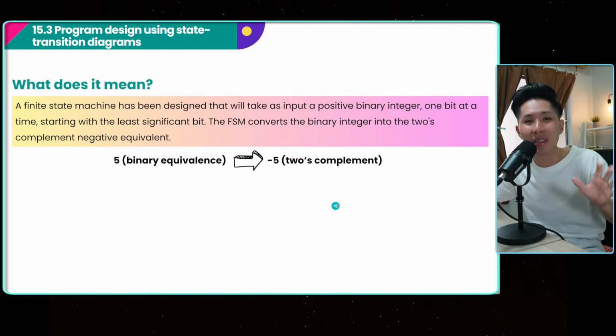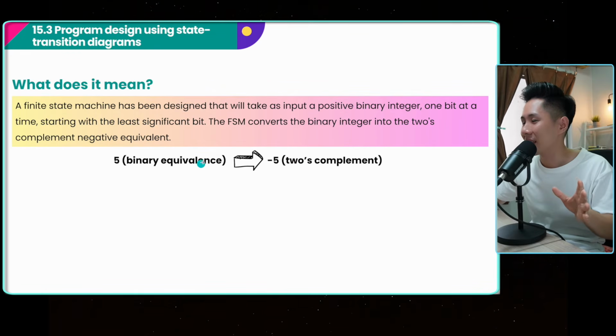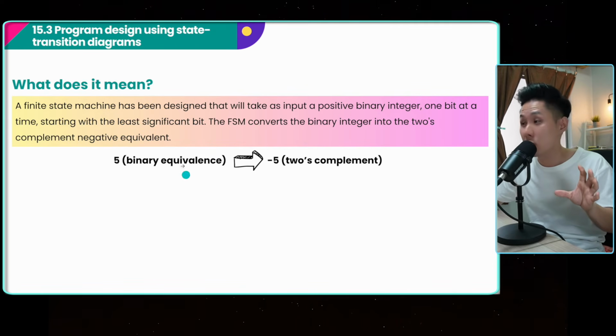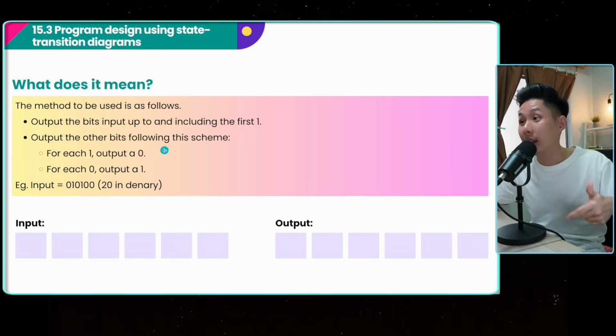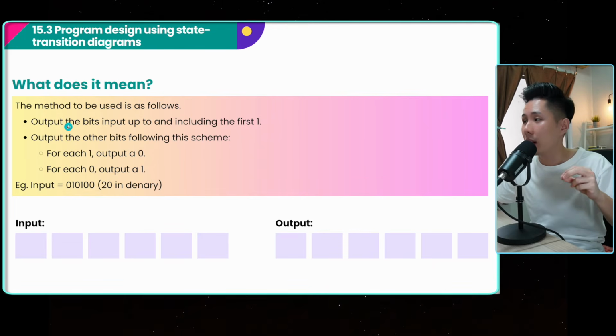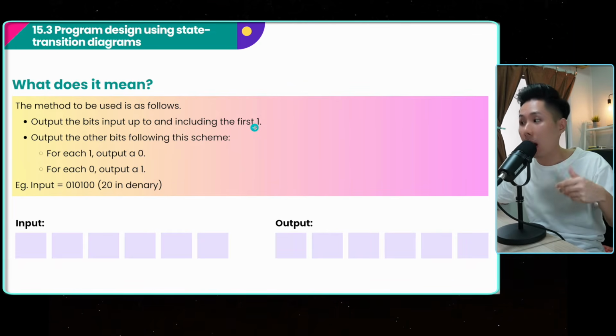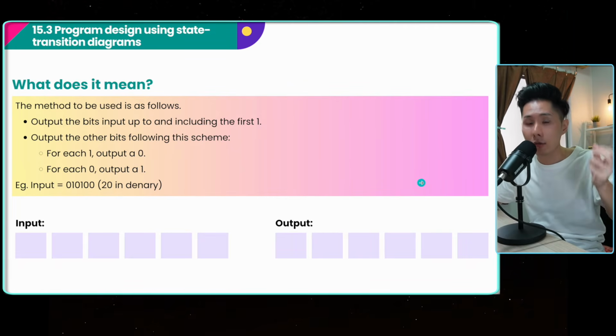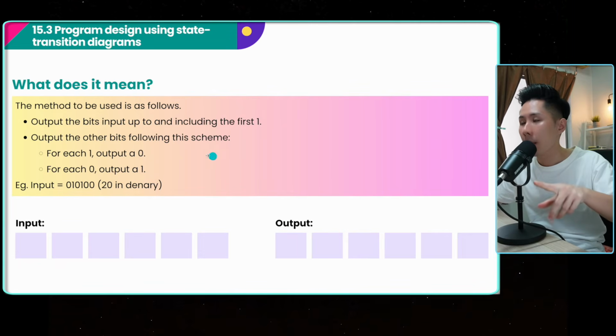So what does the question even mean? So I've shown this is what it means. Basically, you take a binary equivalent of a positive integer, then convert it into a 2's complement negative number. And the process, remember we're starting from the least significant bit, is that we will output the bits input up to and including the first one, meaning whatever the user inputs, we output it until it reaches the first one. We'll still output the first one, but then after that, we'll output the other bits following this scheme.